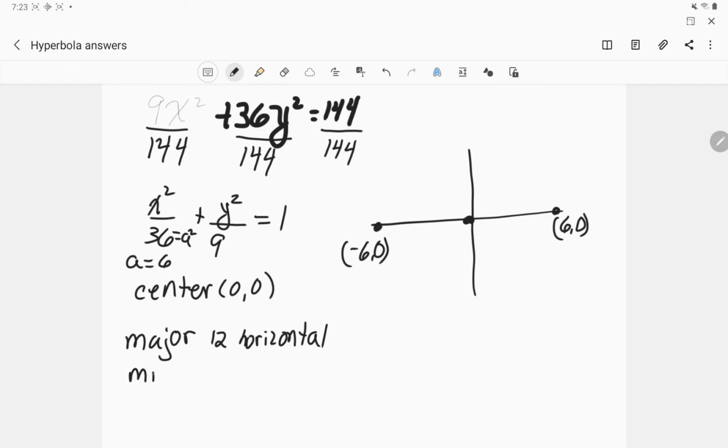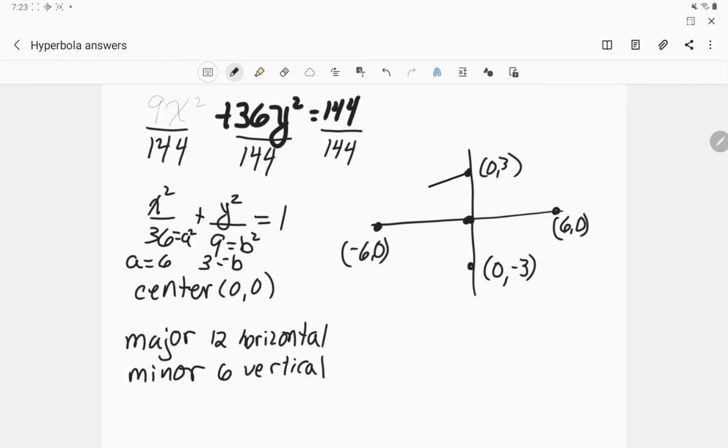The minor axis, well, 9 would be my b squared. So my b would have to be 3. So I would go up 3, bringing me to 0 and 3, and I would go down 3, bringing me to 0 and negative 3. So the minor axis is actually 6 long, and it's going vertically. And so to sketch it, there we go. All right, so that's number 17.